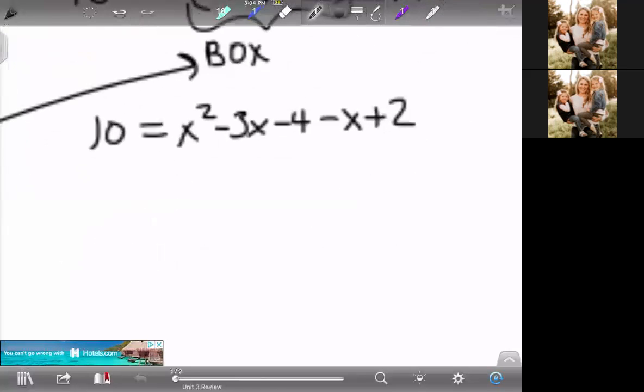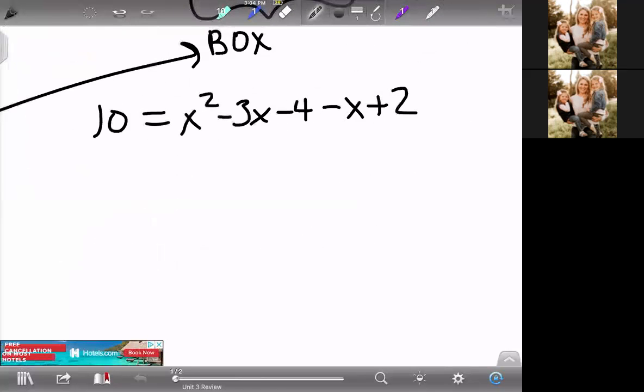Now, when I look at this equation that we have left here, first thing that stands out to me is this x squared. Anytime we have x squared, we know we have a quadratic. Since it's a quadratic, I need to move everything to one side in order to factor. So in order for me to factor this, I'm going to need to move everything to one side. I also need to combine some like terms.